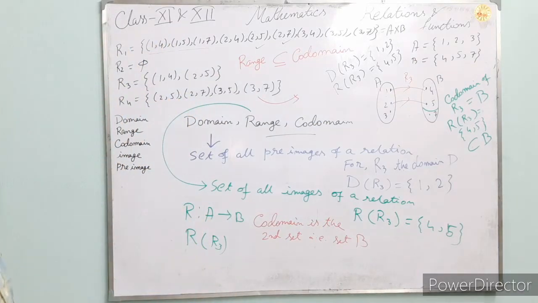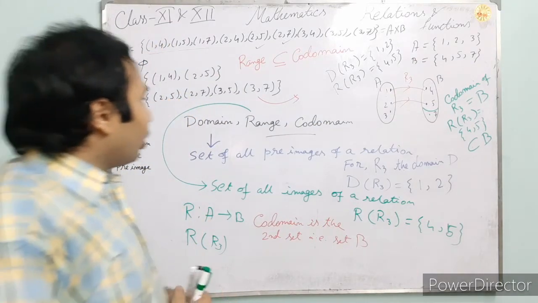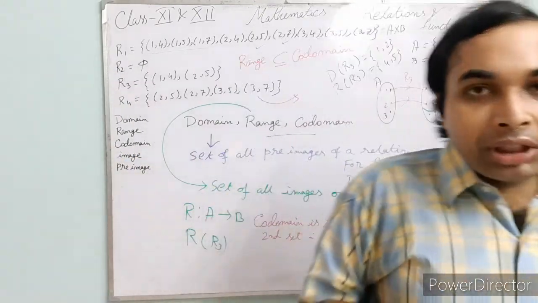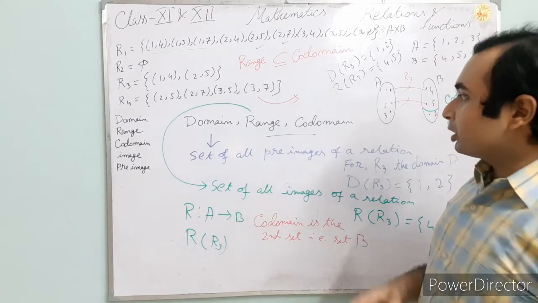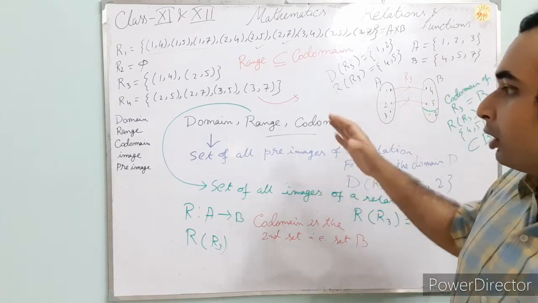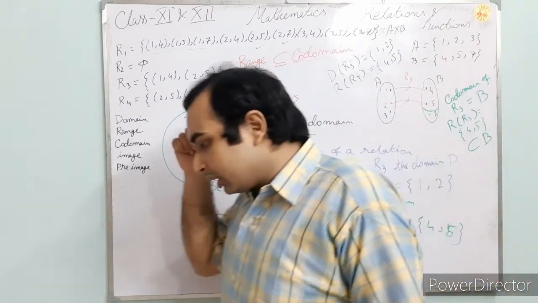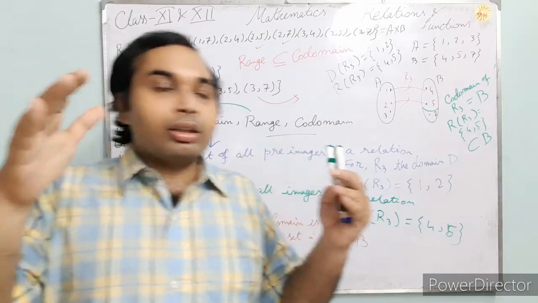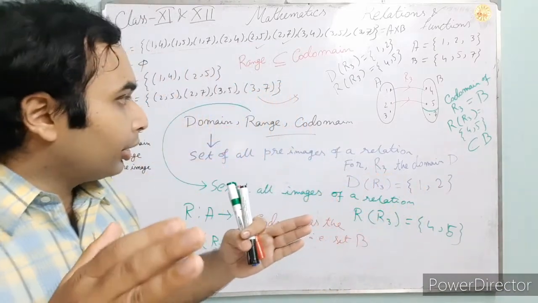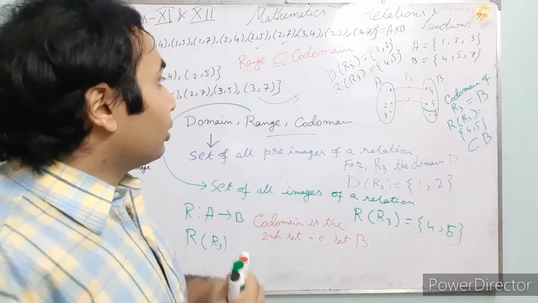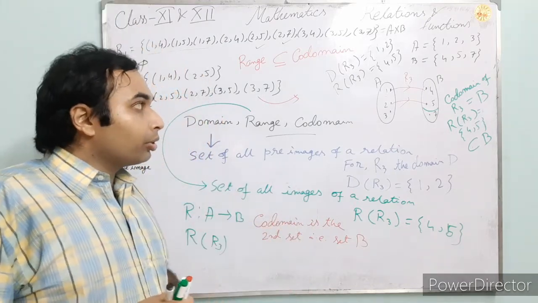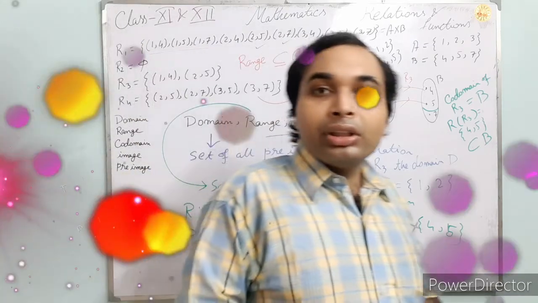So I think you have got the meaning of all of these terms. I will suggest you to write down those meanings: domain, range, codomain, image and pre-image. And another thing, whatever examples I have given you as homework, just find the domain, codomain and range of those relations also.